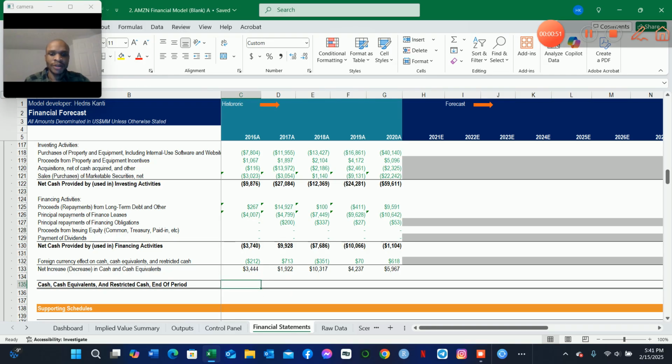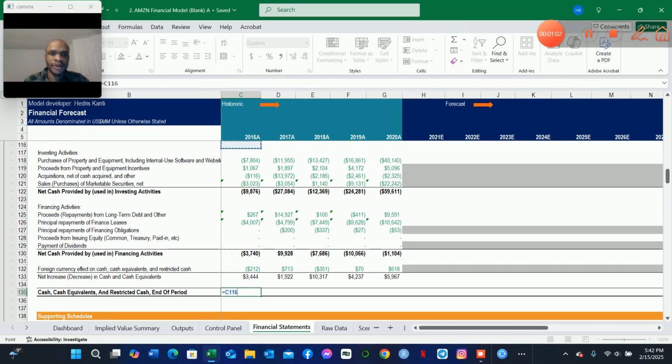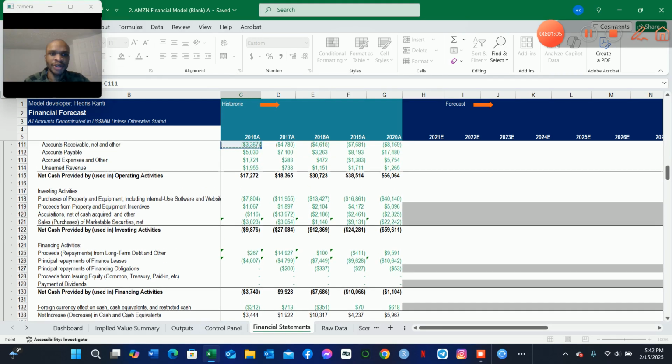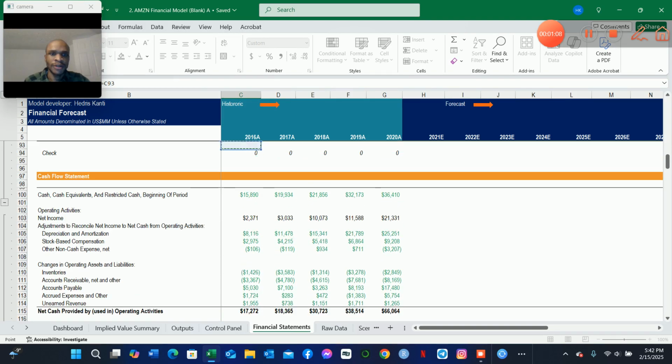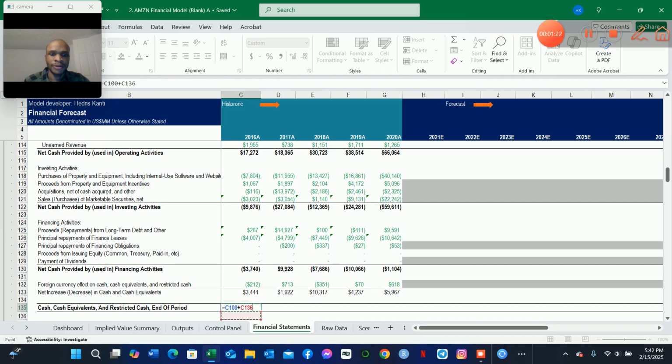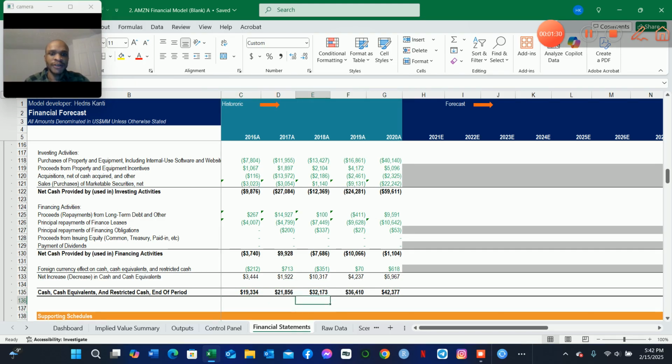So having that set up, now to determine the cash and cash equivalents and restricted cash at the end of the period, we take the prior period closing balance, that is the cash at the beginning of the period, which is the cash generated from the previous period. So we add that to the net increase or decrease in cash and cash equivalents. We can fill this all the way to the end of the historic period. So we have that set up there.